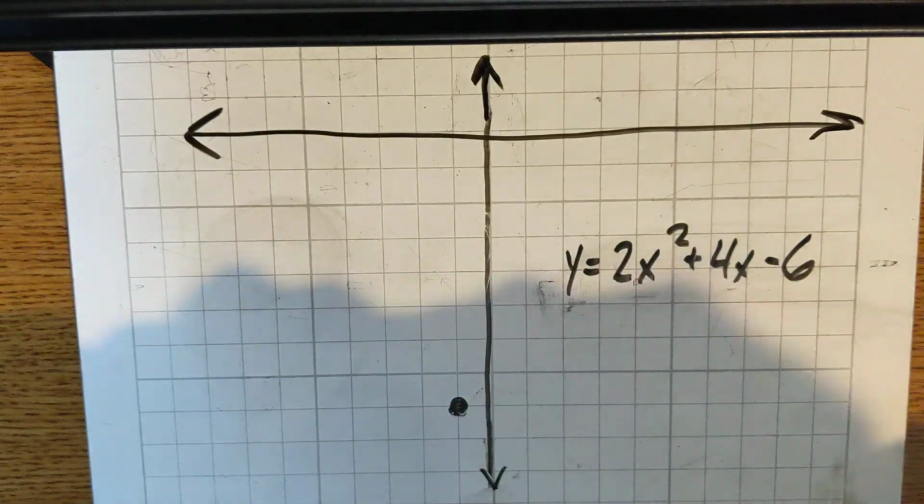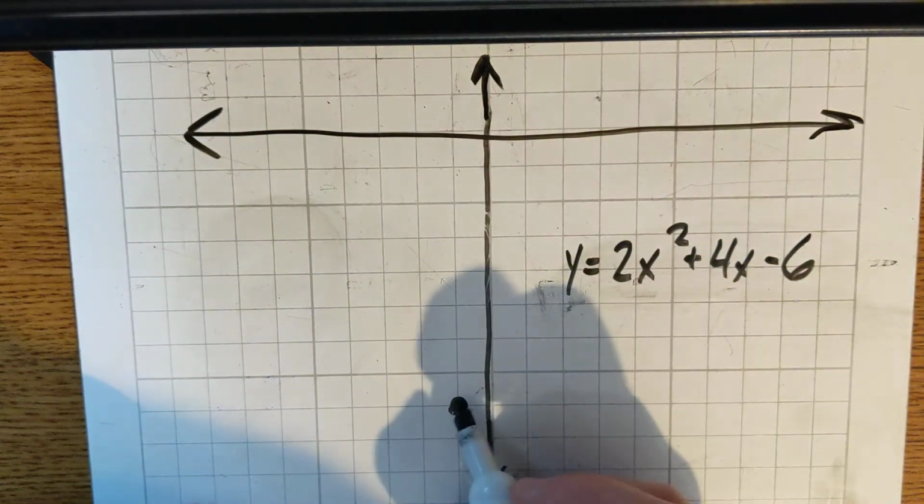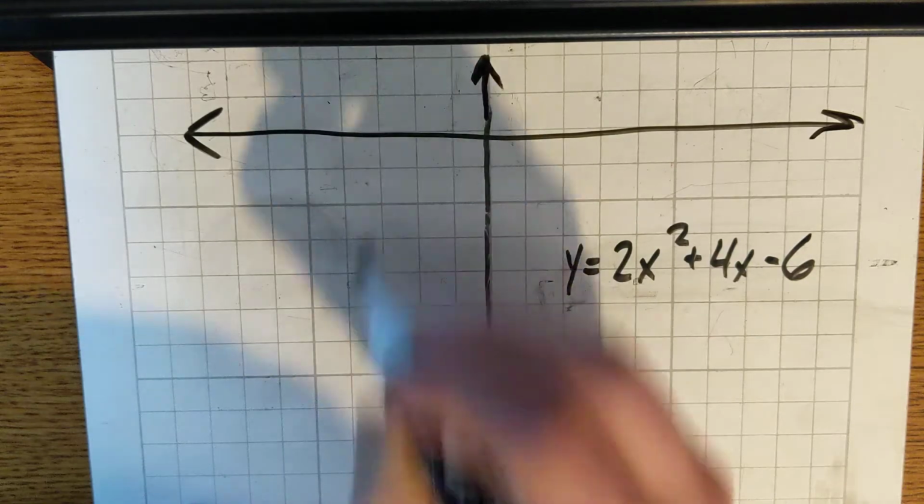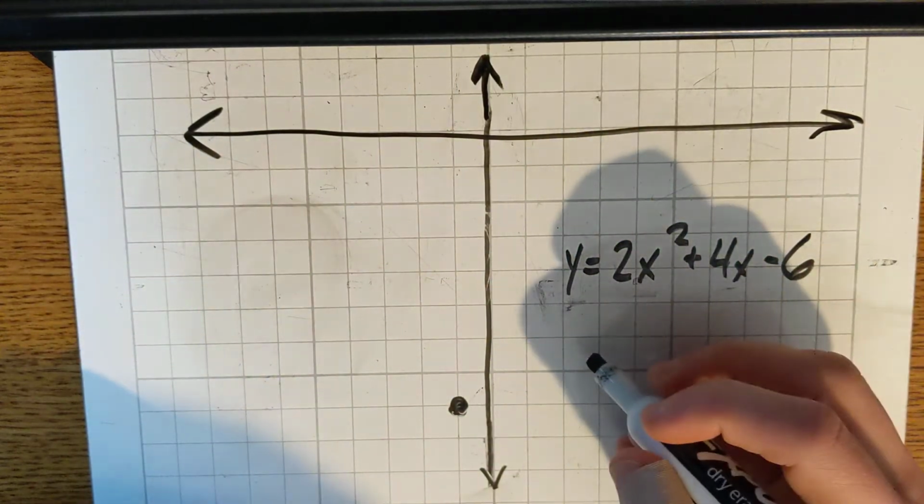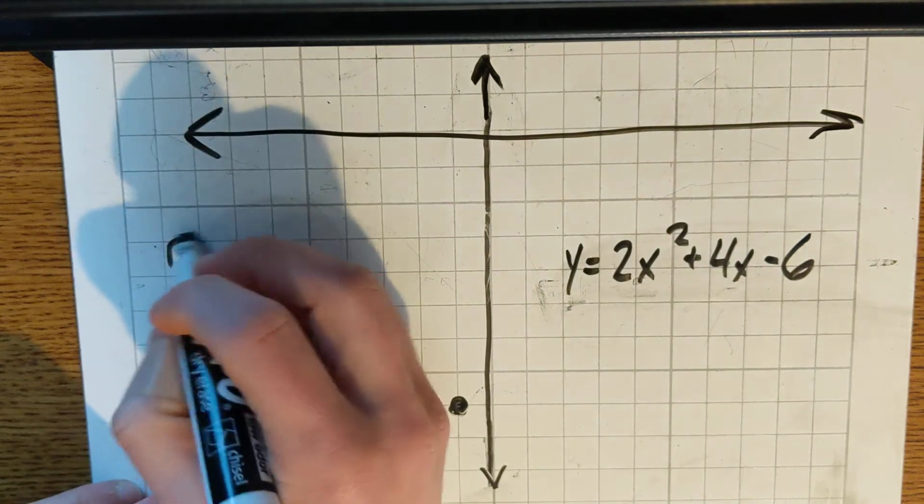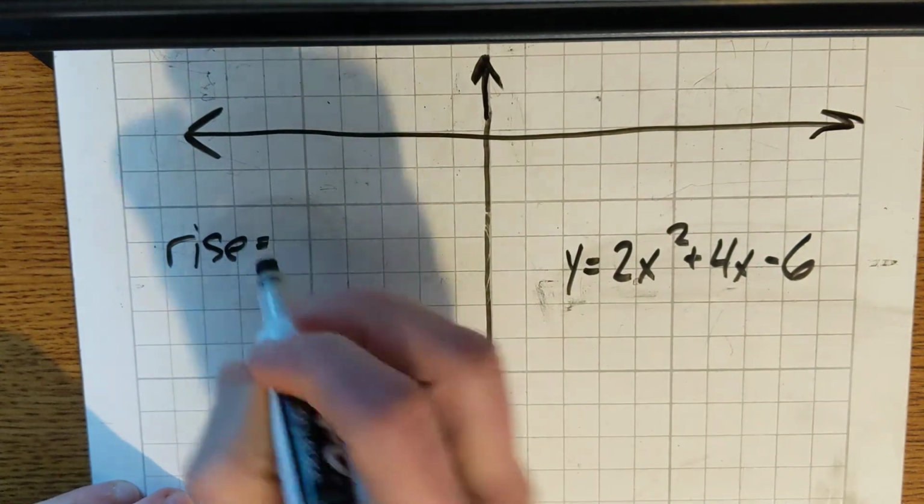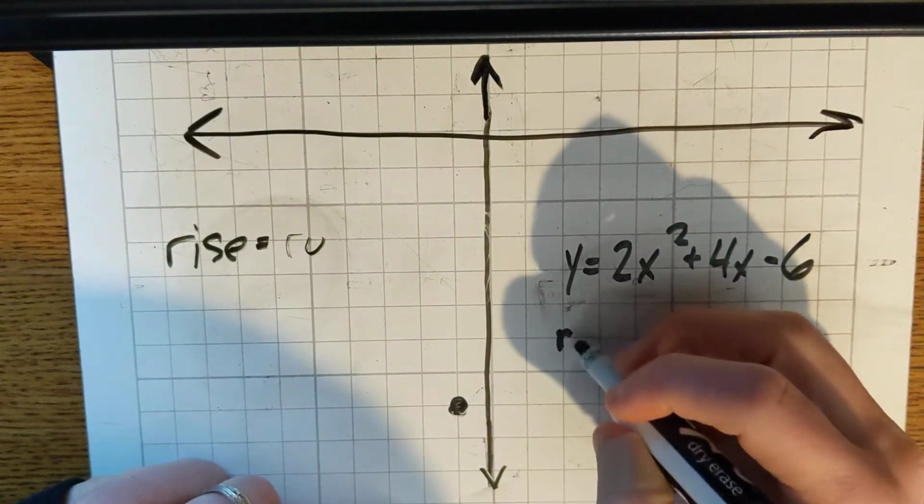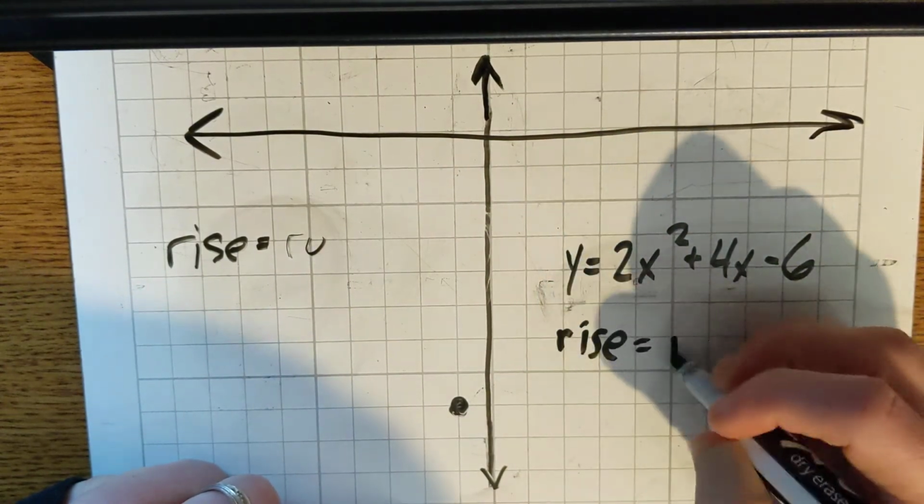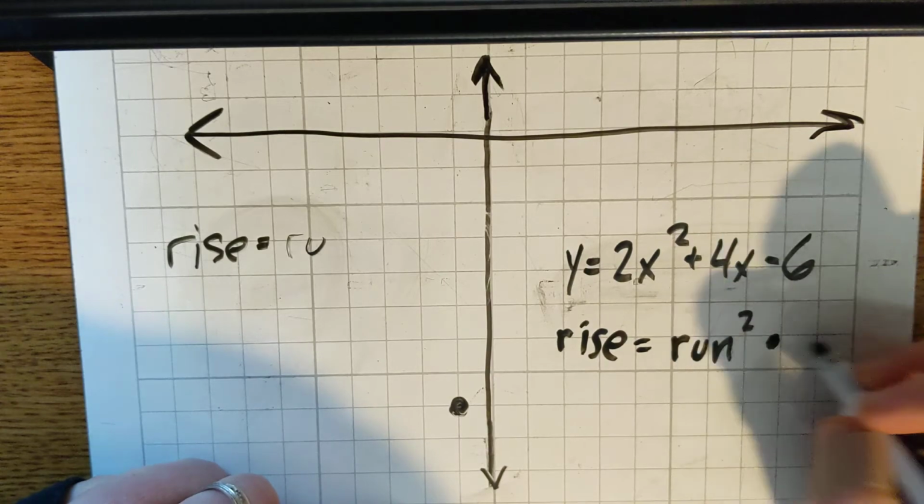So again, normally what we would do is make a table and plug in 2 points to the left, and then reflect them over to 2 points on the right. Alternatively, we're going to use this equation, like I said, of rise equals run squared times a. I'm going to run out of room over there, so I'm going to do it under here.